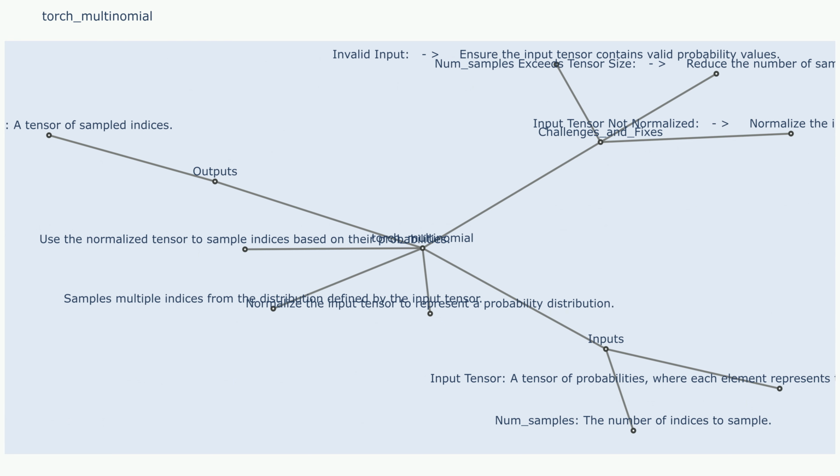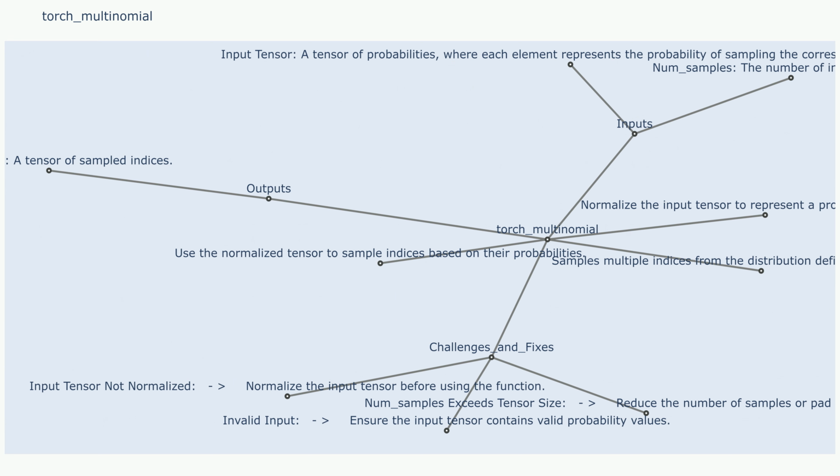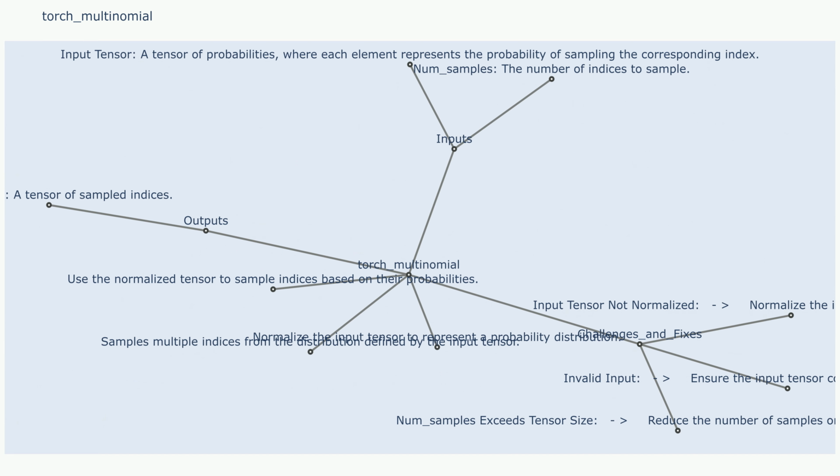Challenge 2. The num samples argument may be larger than the number of elements in the input tensor, resulting in an error. Sample use case that resulted in challenge 2: input = torch.tensor([0.2, 0.3, 0.4]), torch.multinomial(input, num_samples=5, replacement=True). Fixes to challenge 2: ensure that the num samples argument is not greater than the length of the input tensor.